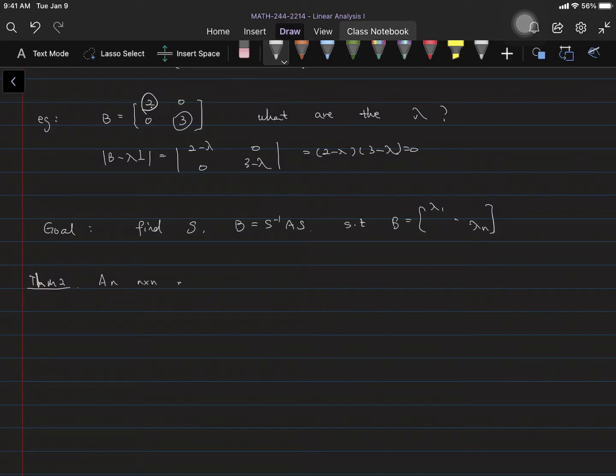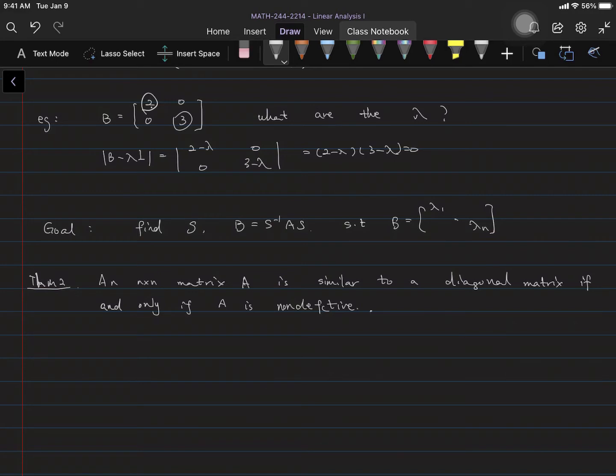An n by n matrix A is similar to a diagonal matrix if and only if A is non-defective. Defective means: if A is an n by n matrix, A should have n independent eigenvectors, right?